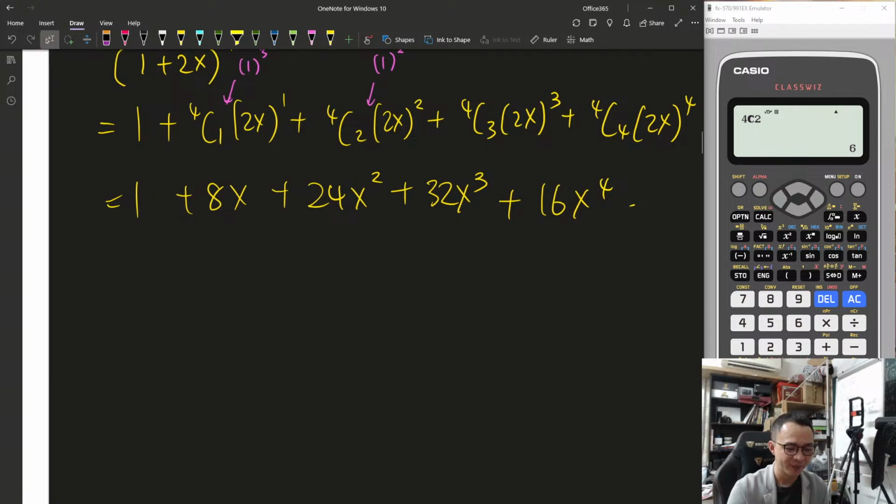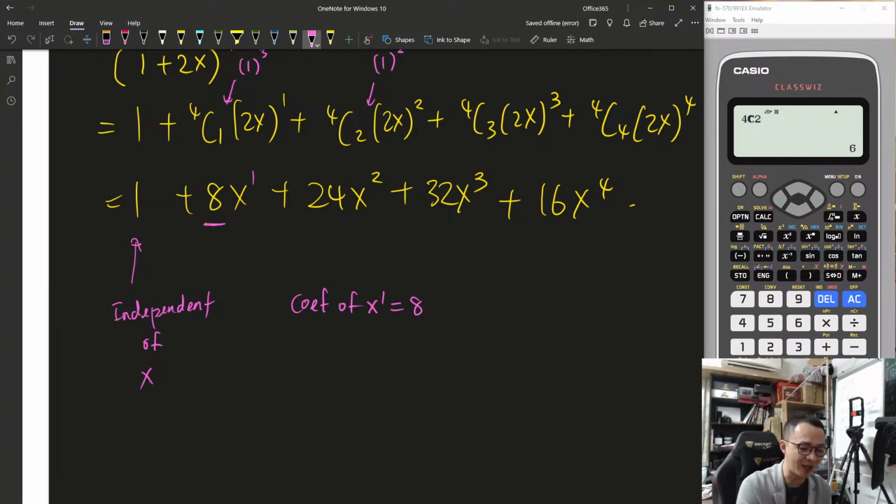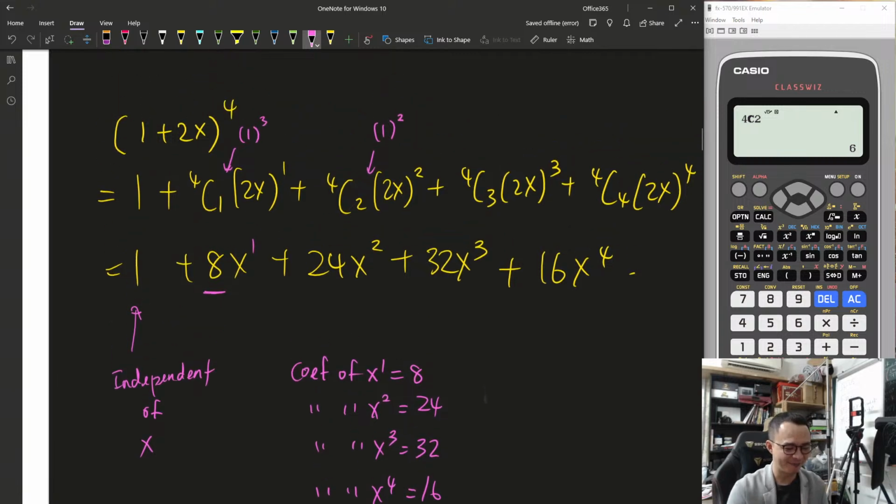But this is not the thing I want to say. Over here, the first term we call independent of x, because this term does not have x at all. If you ask me what is the coefficient of x power 1, I will tell you it's 8. The coefficient of x squared is 24. The coefficient of x power of 3 is 32. The coefficient of x power of 4 is 16.